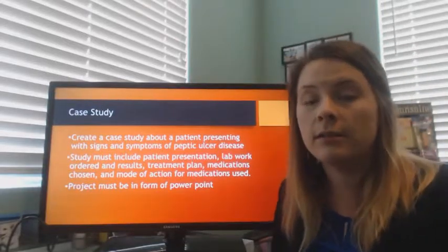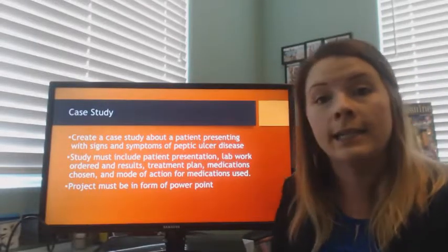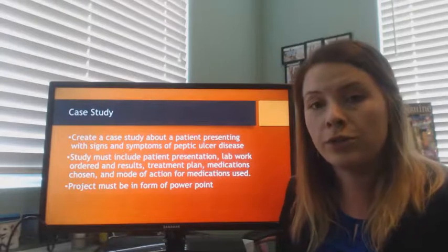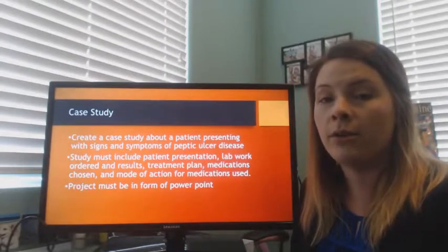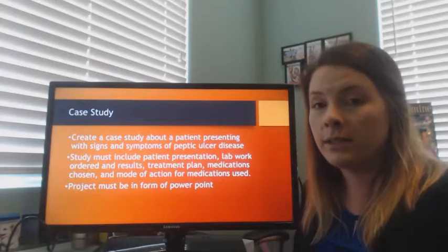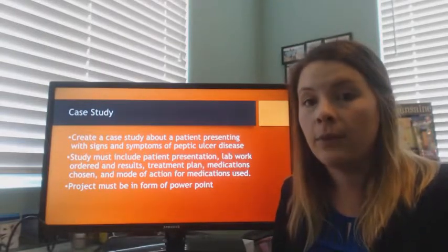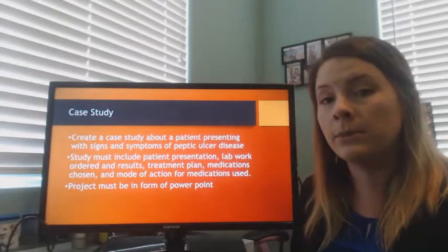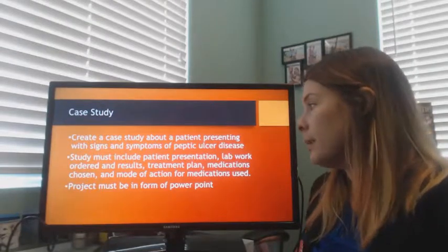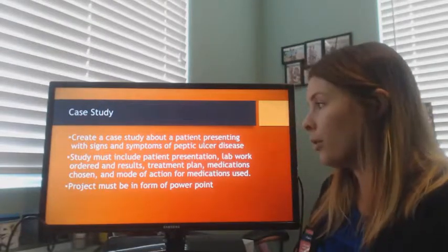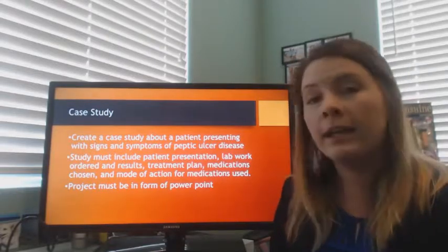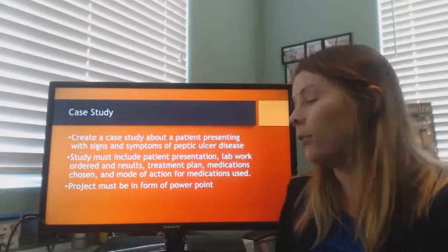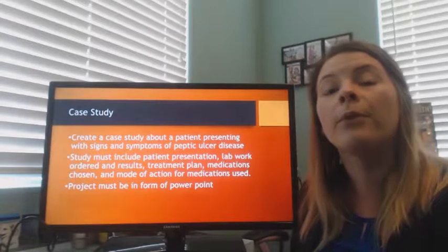Another portion of this lecture is going to include creating a case study. Now that we've gone over the basic points of peptic ulcer disease, some medication treatment options, and the most common medications, their mode of action and side effects, take those pieces of information and create a case study. Your case study needs to discuss a patient presenting with signs and symptoms of peptic ulcer disease. The study must include patient presentation, lab work orders and results, treatment plan, medications chosen, and the mode of action for the medications used. This project should be done in PowerPoint form and be submitted at the end of the week.